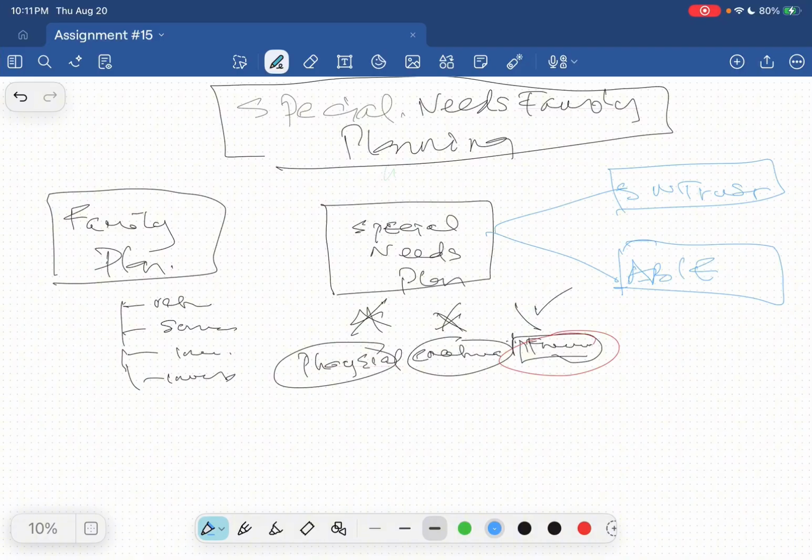The ABLE account stands for Achieving a Better Life Experience. This is a tax-advantaged account owned by the person with disability, and money can be used for qualified disability expenses, subject to contribution, distribution, and public benefit rules. An ABLE account and a special needs trust are not the same thing. They're different because they serve two different purposes altogether.